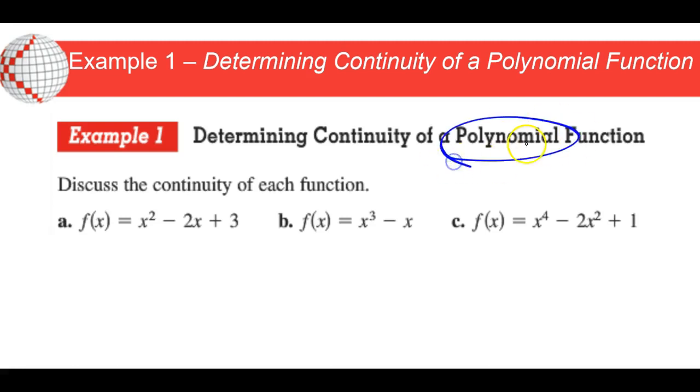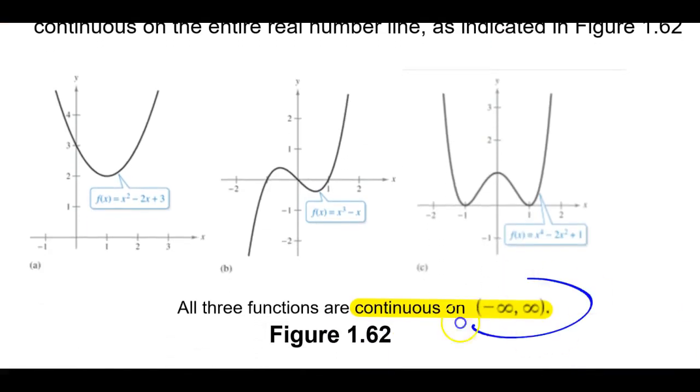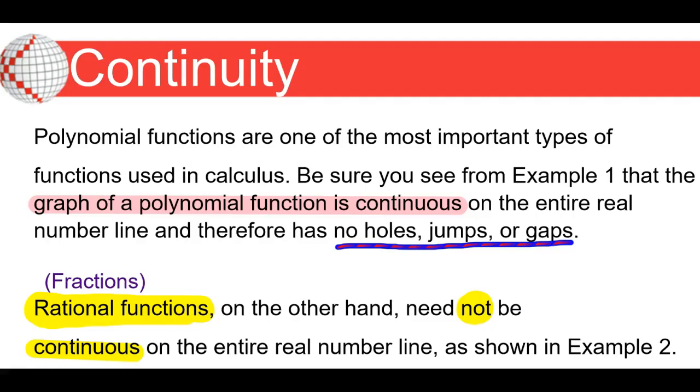If it's a polynomial, you could just say, hey, I'm done. All polynomials are continuous. Never discontinuous. There's no holes, gaps, jumps, undefined asymptotes. So you can see they're nice, smooth, continuous over the interval.